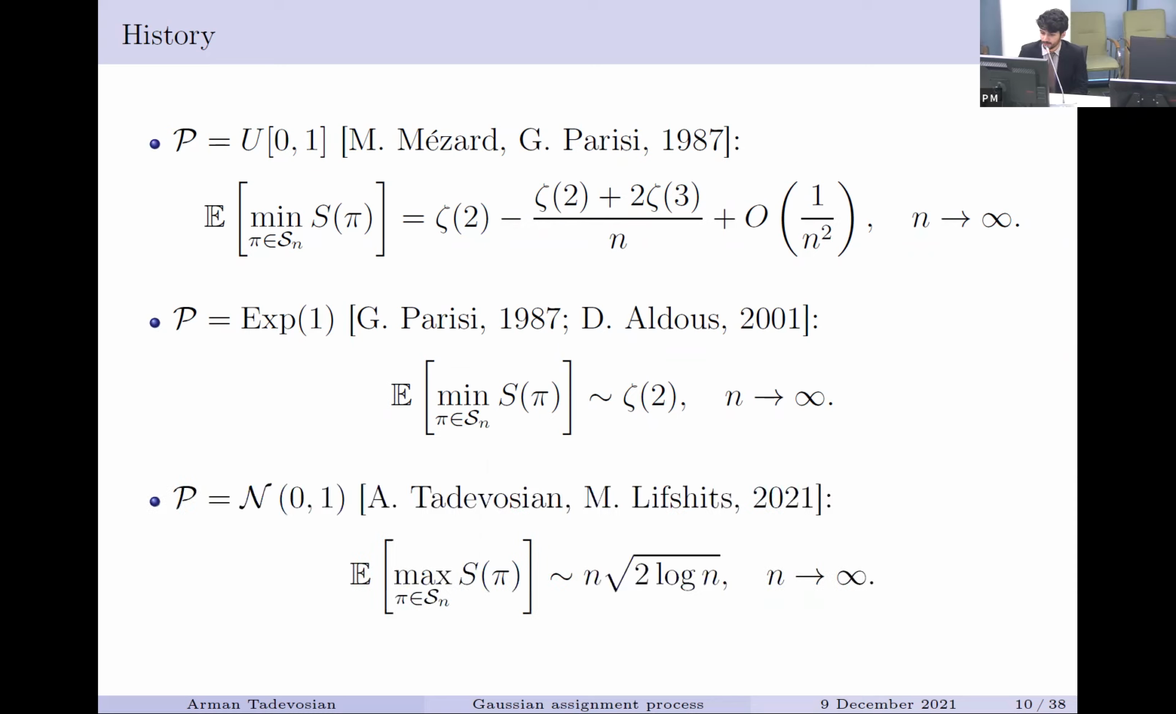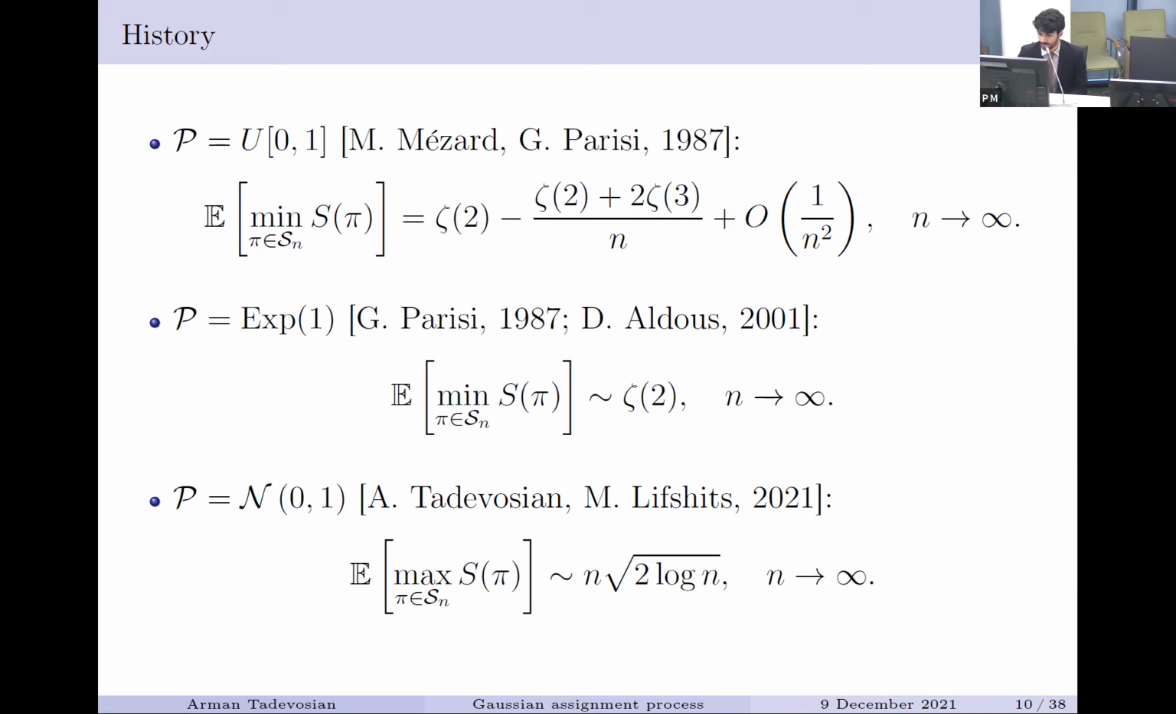But in the Gaussian case, we don't have convergence to a constant. Instead, the expectation of the maximum S of pi is equivalent to n times the square root of 2 log n. So we could also say that the expectation of the minimum S of pi equals minus that quantity, but since our distribution is symmetric, we can consider only the maximum case.